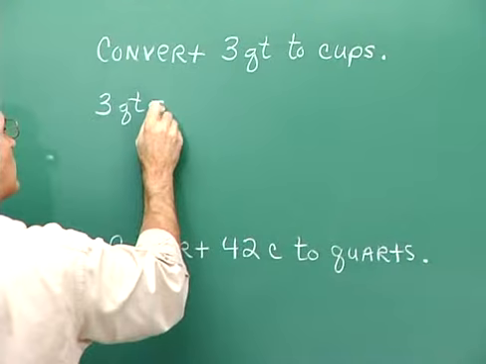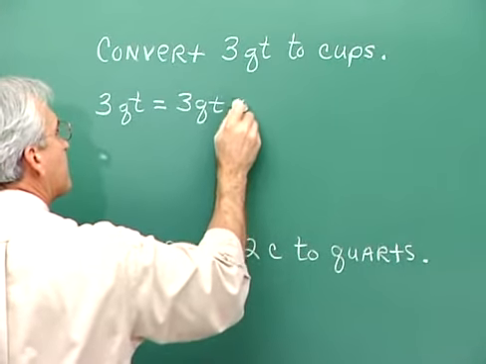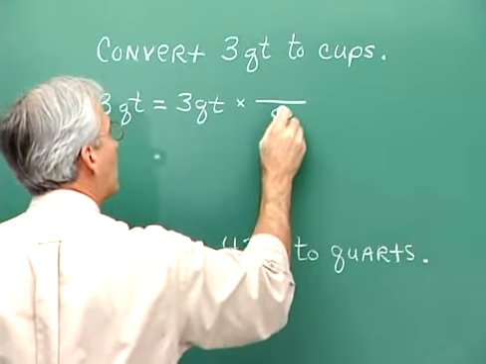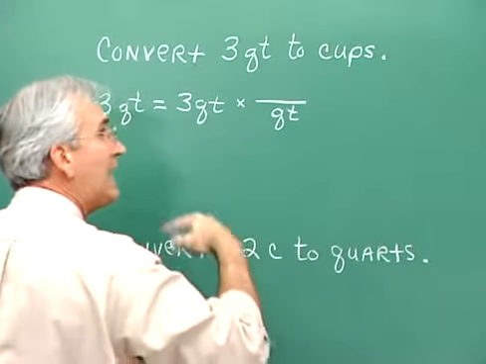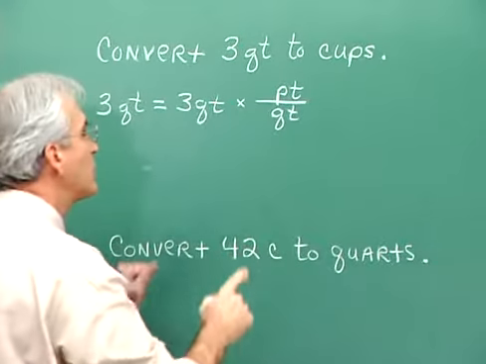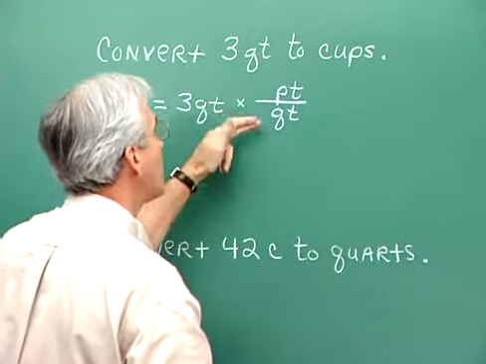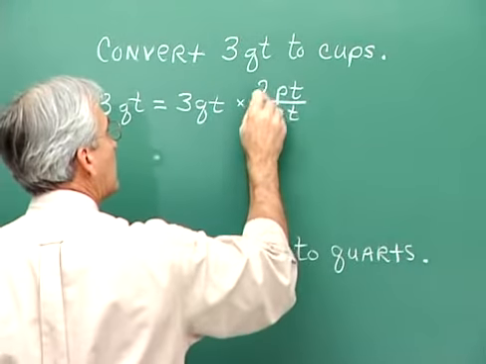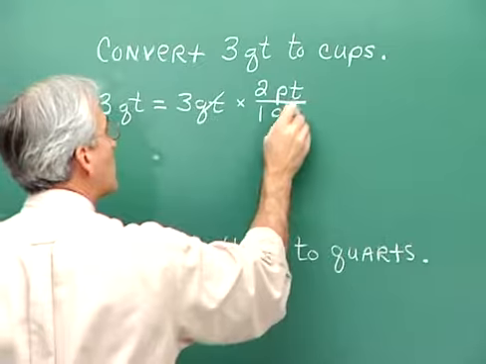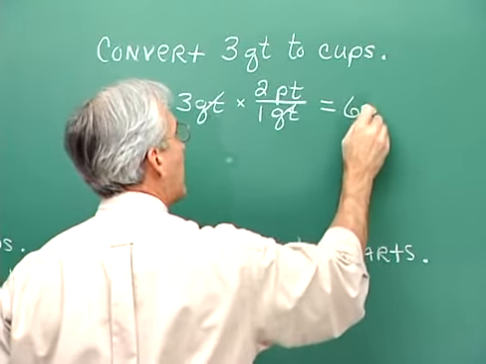So it's 3 quarts we think of as 3 quarts times a fraction with quart in the denominator, and in the numerator we're going to do pints because we have a relationship between pints and quarts. And from our chart over here, 2 pints make 1 quart. So 2 pints for 1 quart. And now the quarts go out, and we have 3 times 2, oh, that's 6 pints.